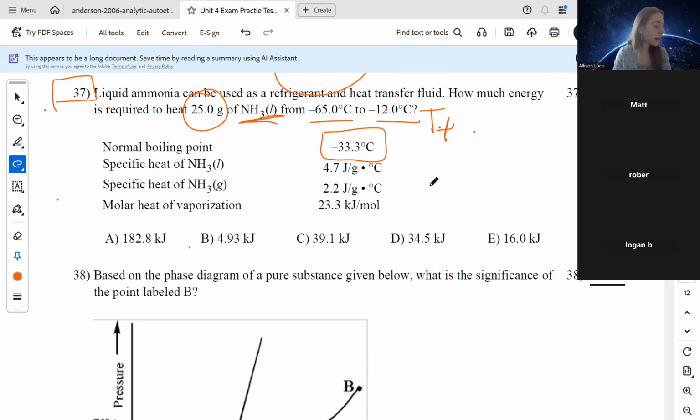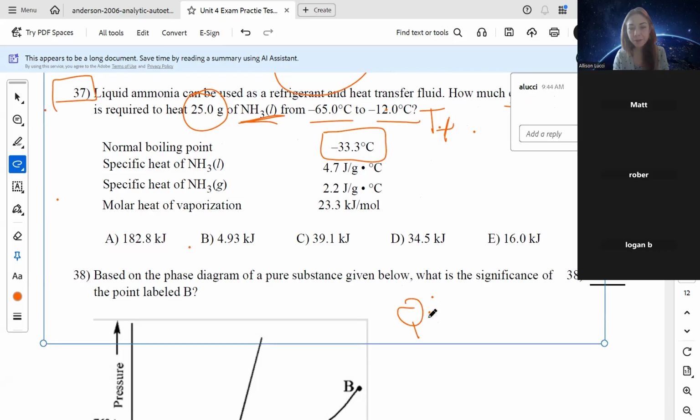So let's see how we can break this down and figure out how much energy we would need to go from liquid at negative 65, to being in the gaseous phase at negative 12 by the end. I'm going to work down here just for space. I mentioned that we're going to have three different phases in our calculation. Our first step would be to warm up our liquid. So we have our 25 grams of liquid at negative 65 C, and we're going to get this to its boiling point.